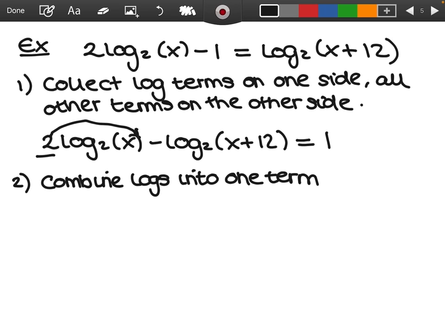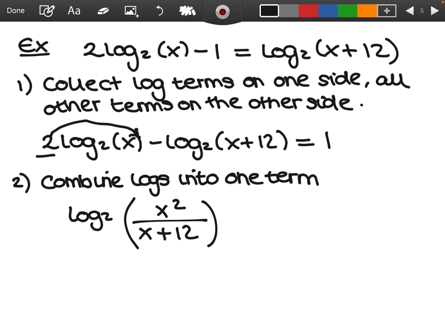Well, by doing that subtraction, I can combine them into 1 and take it as x squared over x plus 12. So the first thing I would do is do that constant to exponent, whichever way around you're doing it, and take that 2 into that particular argument. And then I would look at that subtraction and say, okay, that means that I can combine them into 1 and do a division. So my left-hand side becomes log base 2 of x squared over x plus 12. Okay, so I've used 2 different properties there.